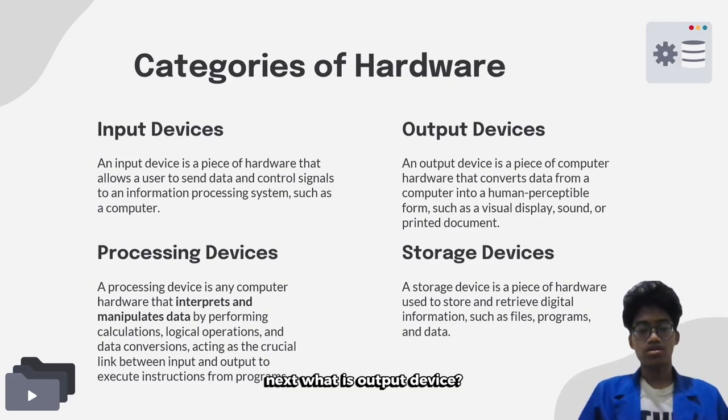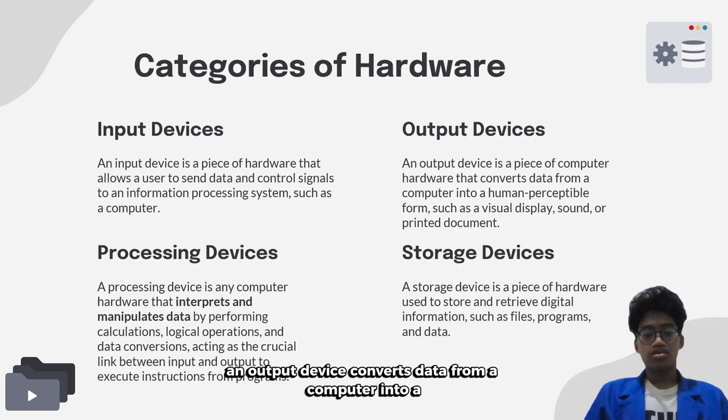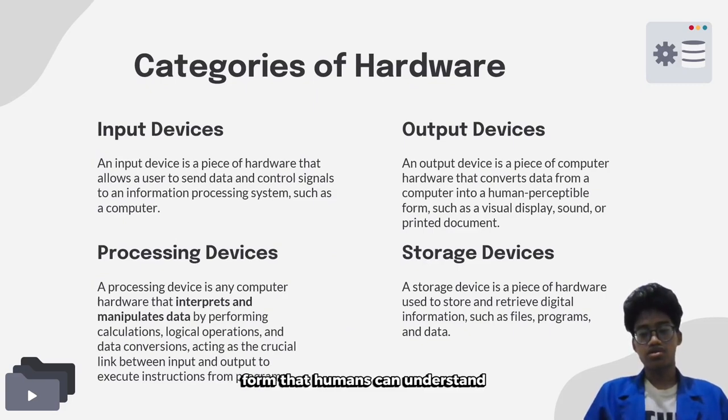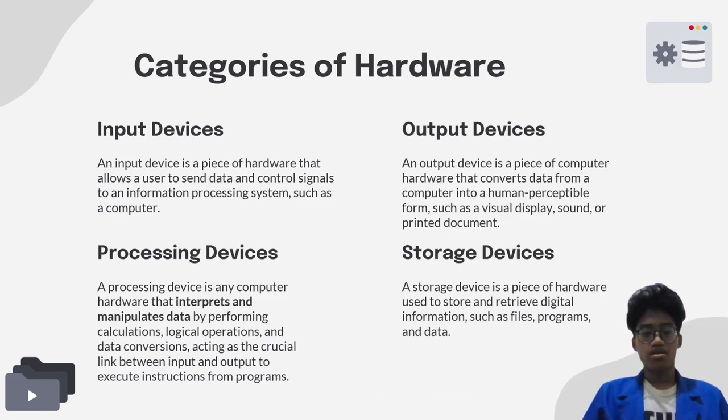Next, what is an output device? An output device converts data from a computer into a form that humans can understand, such as a visual display, sound, or printed document. Examples include the monitor, printer, and speaker.